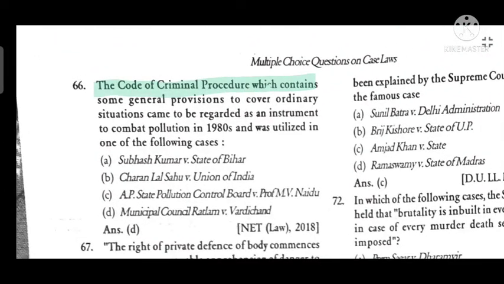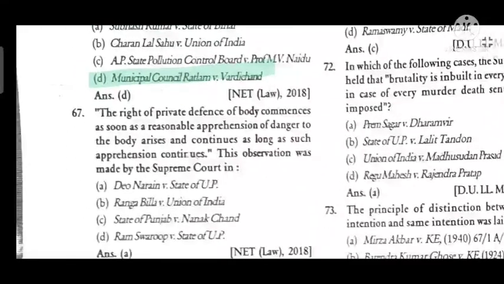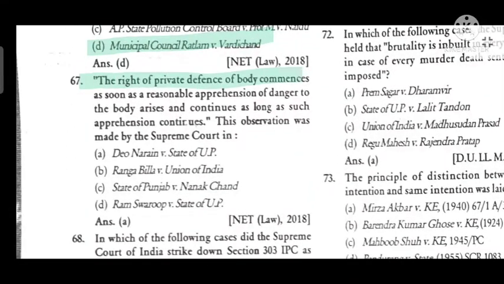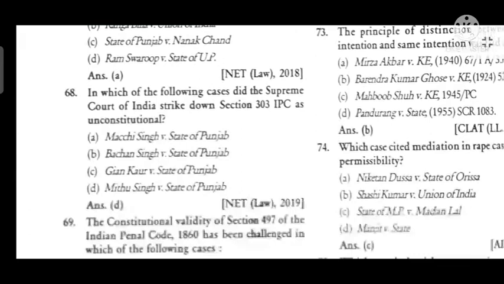The Code of Criminal Procedure will contain some general provisions to cover ordinary situations. Which one of the following cases was this utilized in? Municipal Council Ratlam versus Vardichand. Right of private defense of the body commences as soon as a reasonable apprehension of danger to the body arises and continues as long as the apprehension continues. This observation was made by the Supreme Court in Dev Narayan versus State of UP.